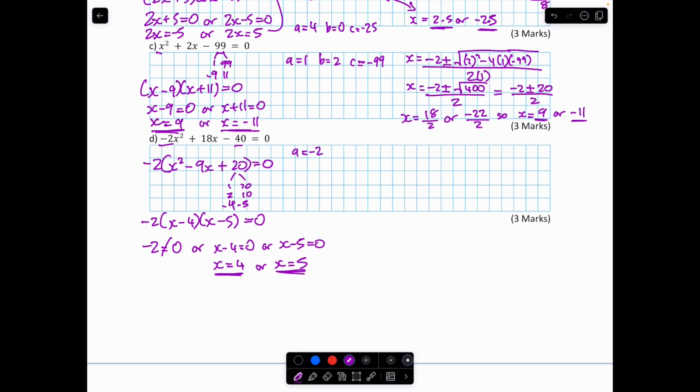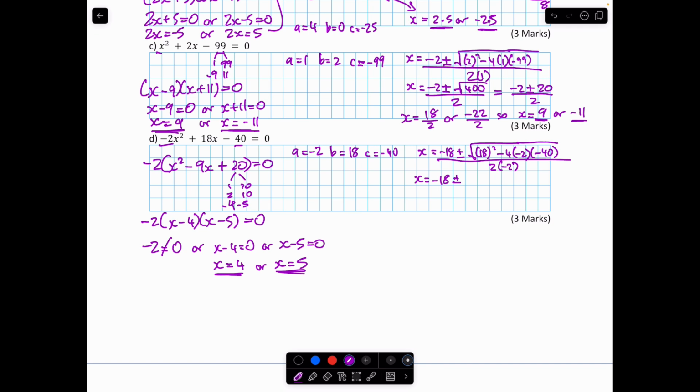A is negative 2, B is 18, C is negative 40. So plug that in. X is negative 18 plus or minus the square root of 18 squared, take 4. So this is probably a case where the quadratic formula is going to make it harder than it needs to be. But I'm giving you the option, so I'm going to show you the whole thing. Okay? Over 2 lots of A, negative 2. X is equal to negative 18 plus or minus. Ooh, this is going to be a big one.